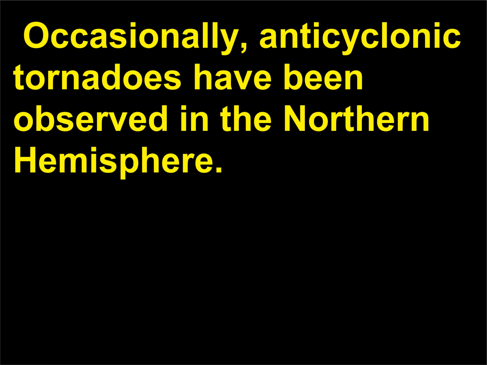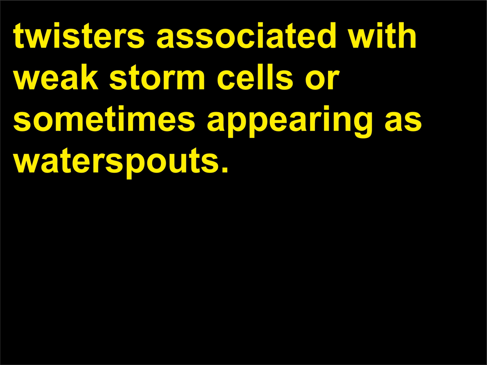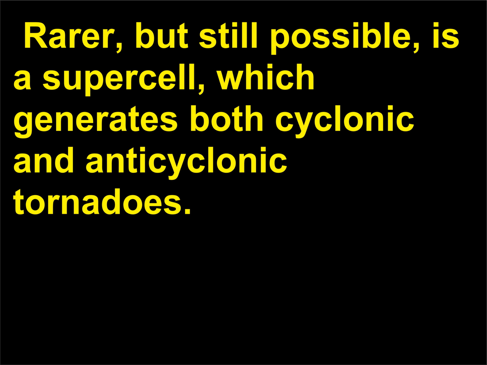Occasionally, anticyclonic tornadoes have been observed in the northern hemisphere. Typically, anticyclonic tornadoes in the northern hemisphere are weaker, twisters associated with weak storm cells or sometimes appearing as waterspouts. In 1998, a tornado spinning anticyclonically was observed near Sunnyvale, California. Rarer, but still possible, is a supercell, which generates both cyclonic and anticyclonic tornadoes.